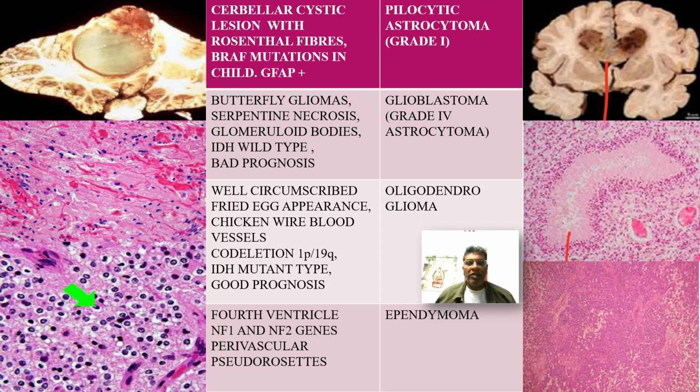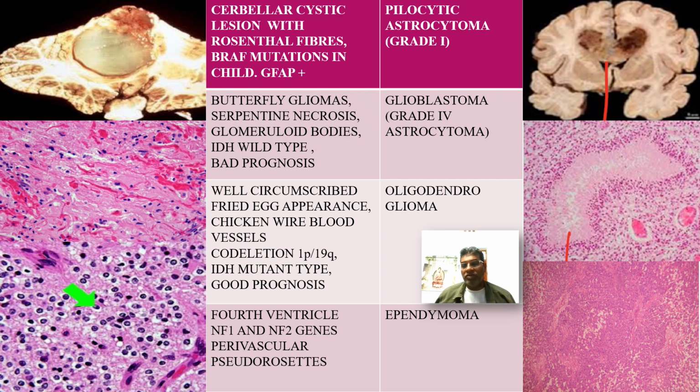Grade 1 is called pilocytic astrocytoma and it is characteristically seen in children with BRAF mutations, and there will be a cerebellar cystic lesion with Rosenthal fibers. Remember, cystic cerebellar lesion in children, and these are GFAP positive. Rosenthal fibers are seen. Pilocytic astrocytoma, grade 1, good prognosis.